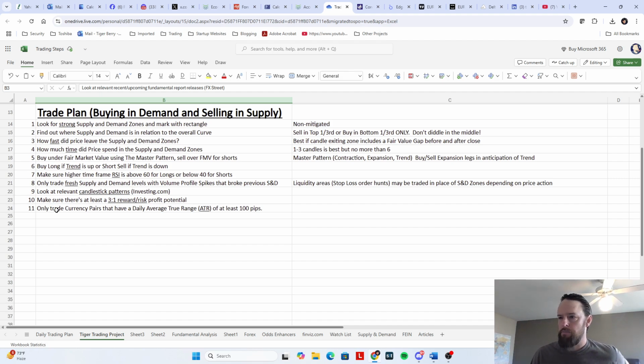Okay. Number six, buy long if trend is up, or short sell if trend is down. Simple as that. Not a whole lot to add to that.